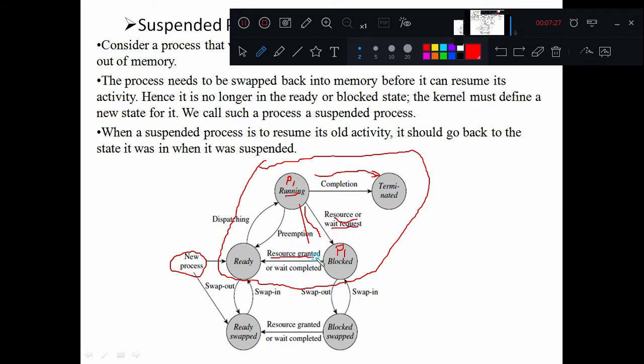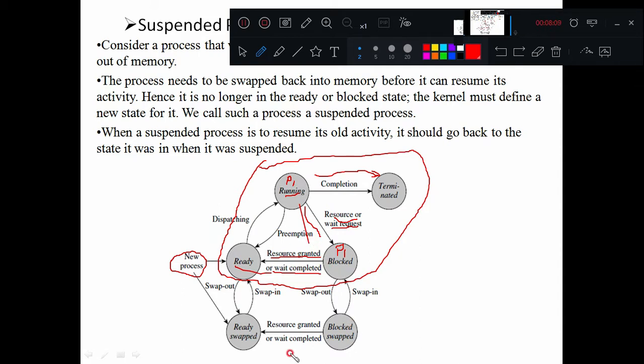So here you can see the resource is granted or the wait is completed, that is, whenever the results are available from the other processes. In such a case, the state of the process P1 will be changed from blocked to ready. Once it gets into a ready state, the operating system creates an environment to execute it, and once the CPU is allocated to that process, the state will again be changed from ready to running. In this manner, these four states operate, and these are the events which take place between these states.